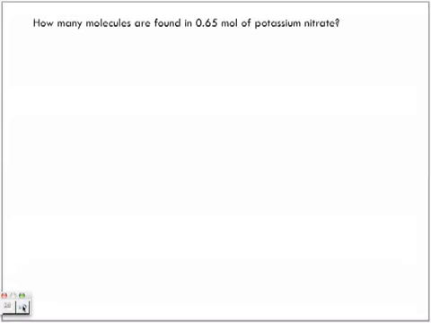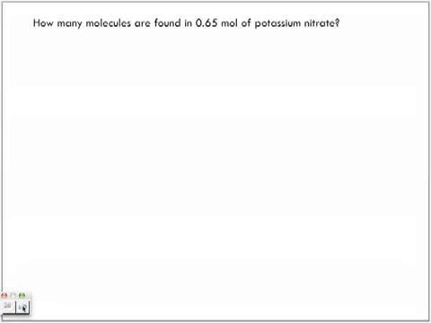Now, here's the thing. Remember what I said at the beginning? I said the stuff that we've needed to know up until now, you need to know naming. Don't forget it, because if you can't put together potassium nitrate, then that's it. You're losing marks.